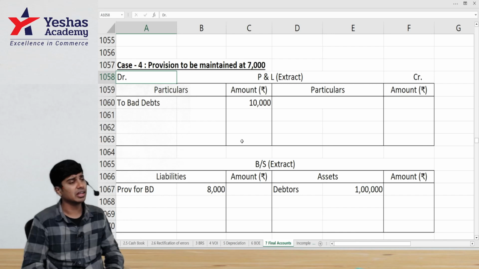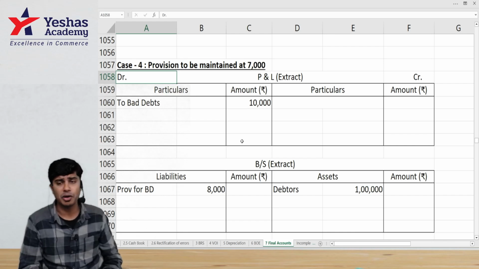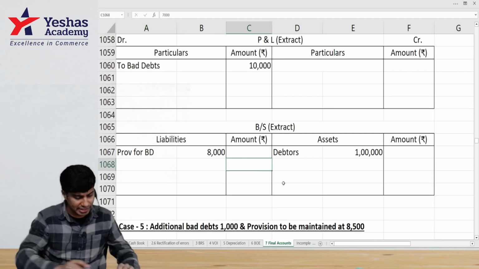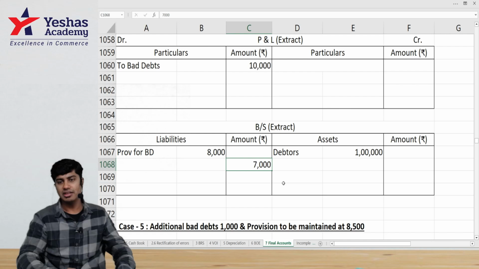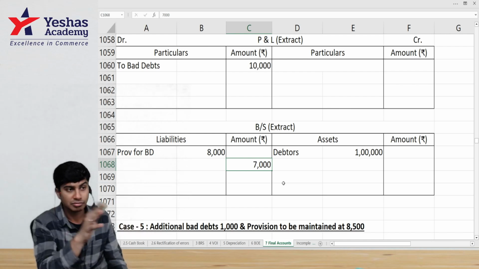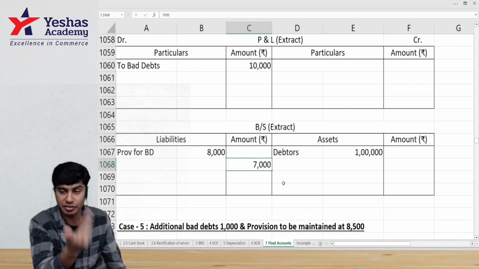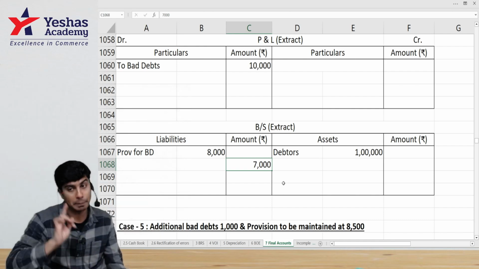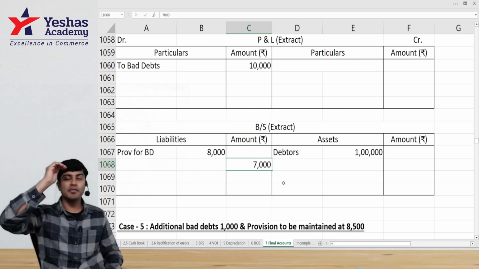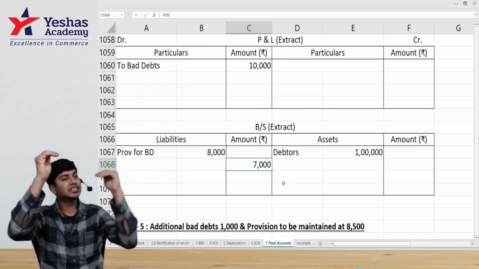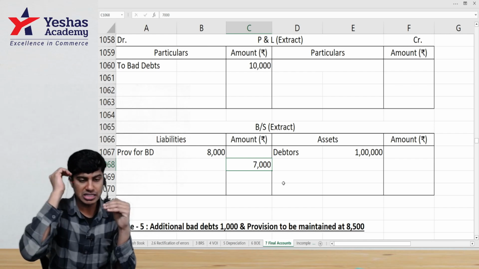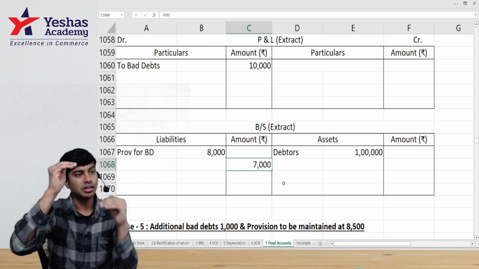What is the adjustment saying? Adjustment is saying that the provision is to be maintained at 7,000. If there is no provision, I will create full 7,000 provision, expense and liability. But there is existing provision. I need to compare the provision to be maintained with existing provision. What is the provision to be maintained? 7,000.